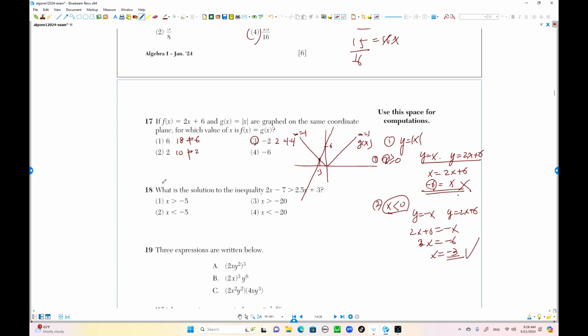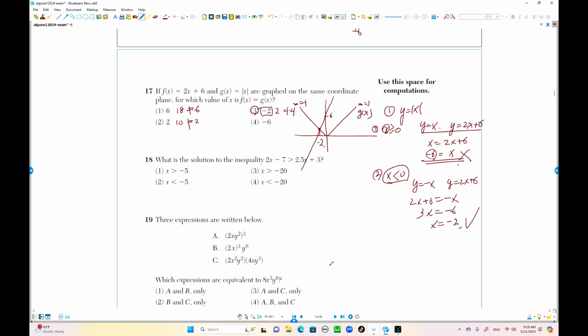Oops, there is no negative 3. Let me see. This is 3x, okay? I'm sorry, 3x equals negative 6, so x is negative 2, okay? Yeah. Negative 2, that's okay? Yeah. This is negative 2.